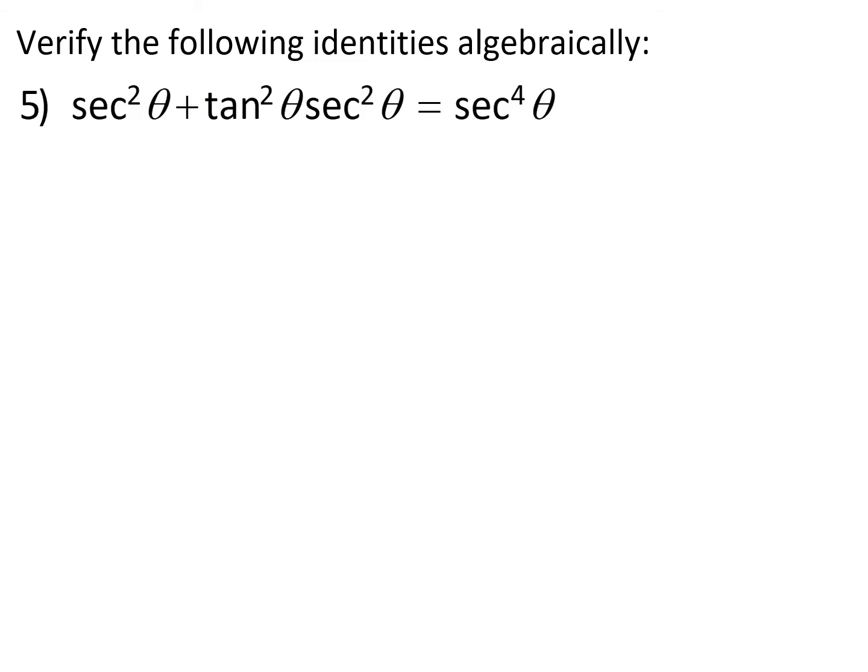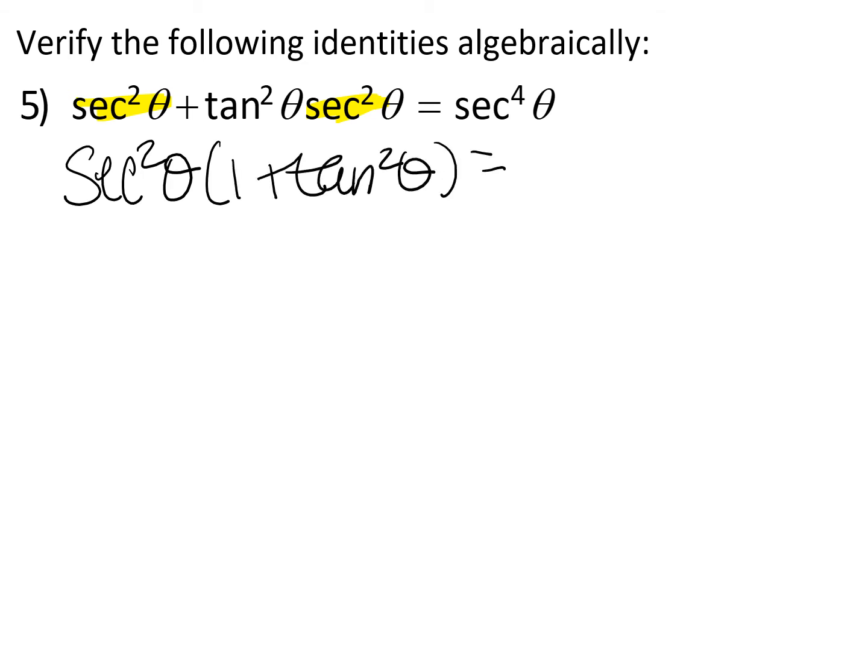Okay, next one, I still want a secant to the fourth. Okay, so I know I want to keep somehow, maybe combine them. In fact, I can think of a way right now to combine them. If I factor out the secant squared, which is our GCF, then I would have 1 plus tangent squared theta. And that's really wonderful because there is an identity that says secant squared theta is equal to 1 plus tangent squared theta. So I'm going to plug that in here.